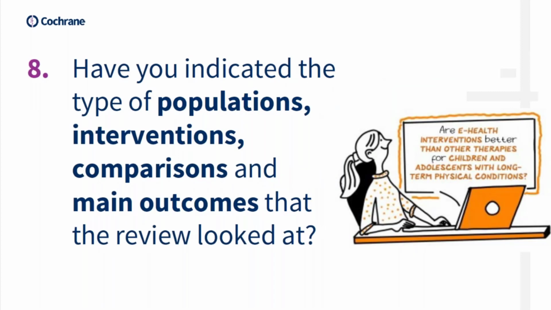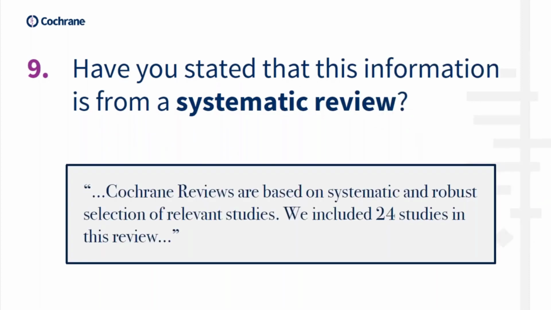Item 8, have you indicated the type of population, intervention, comparison, and main outcomes that the review looked at? I don't think that needs further explanation, but again, we discussed that in more detail in the checklist. Item 9, have you stated that this information is from a systematic review? Many products don't actually make this clear, and it does become confusing for the reader if they think they're reading about an individual study.